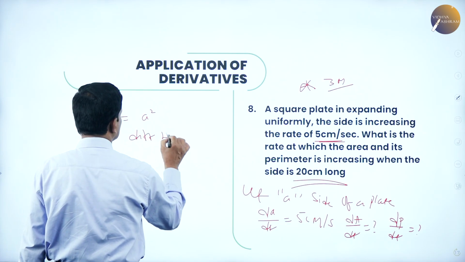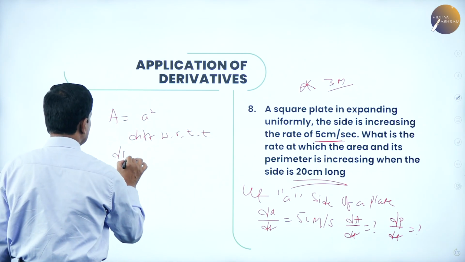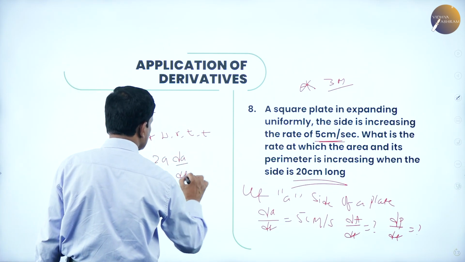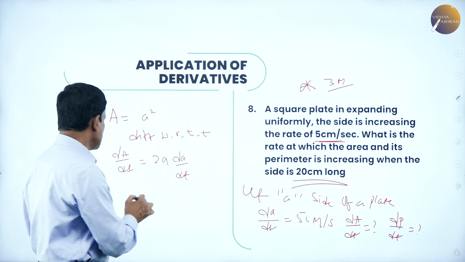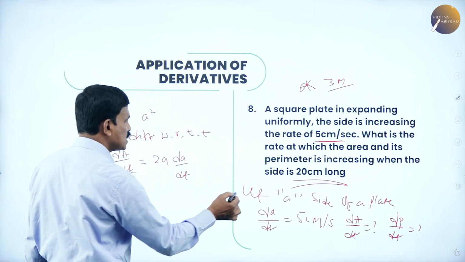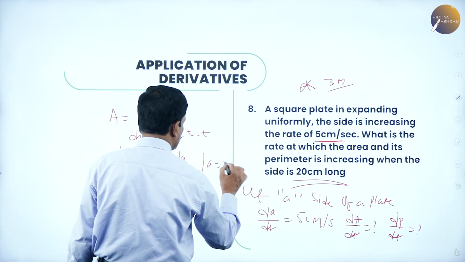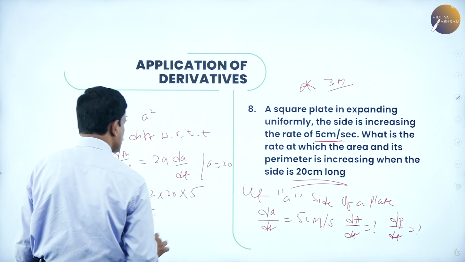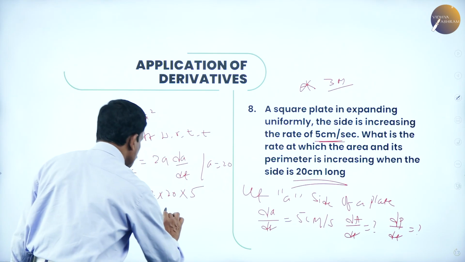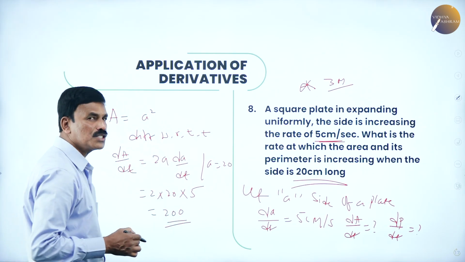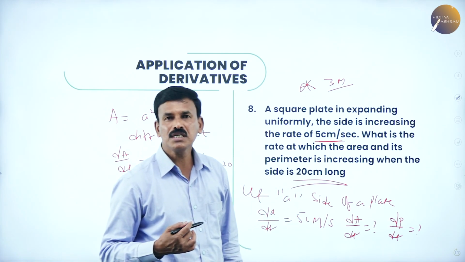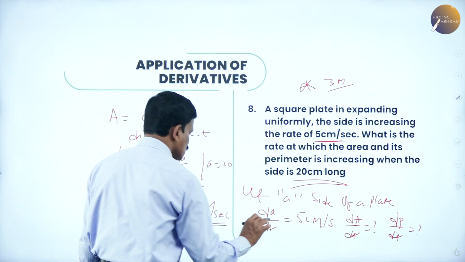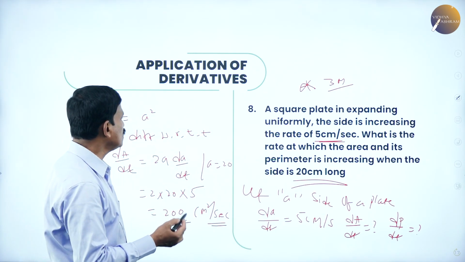Differentiating with respect to t, dA by dt is equal to 2A into da by dt, the differentiation of A square being 2A into the rate of change of the side. Since given A is equal to 20, substitute here. 2 into 20 into 5. So 20 into 5 is 100, into 2 is 200. So dA by dt is equal to 200. What is the unit? Centimeter square per second.